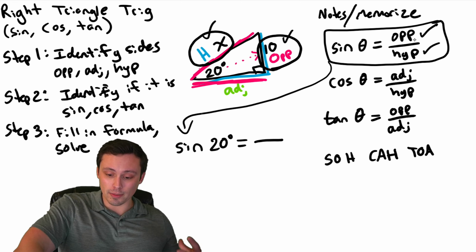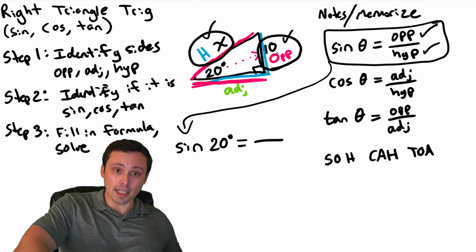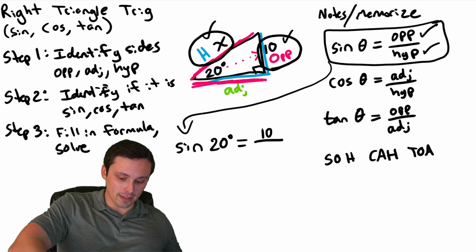Well, you have to have this memorized or in your notes. Just look at it then. Opposite goes on top. That's how your calculator's programmed. That's how this is defined. You have to do it that way. We've already identified, if you labeled sides first, like I suggested, that the opposite side is 10, so this is as easy as filling in the blanks.